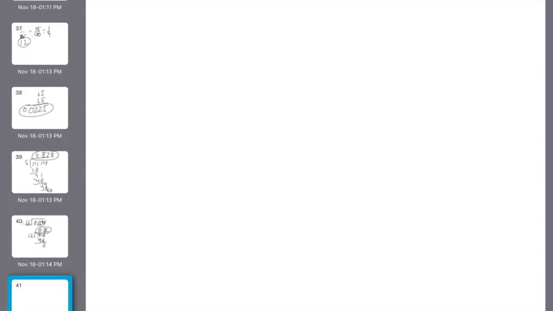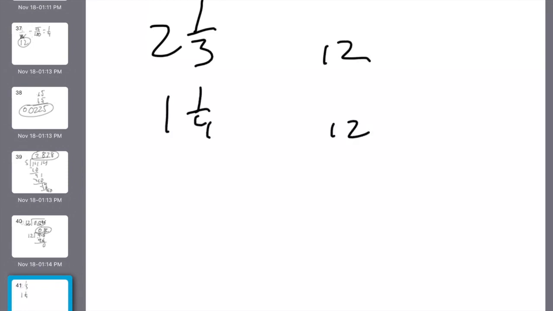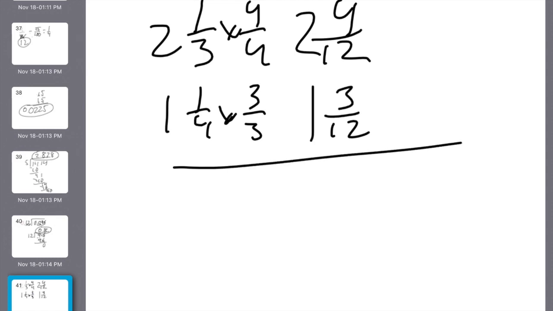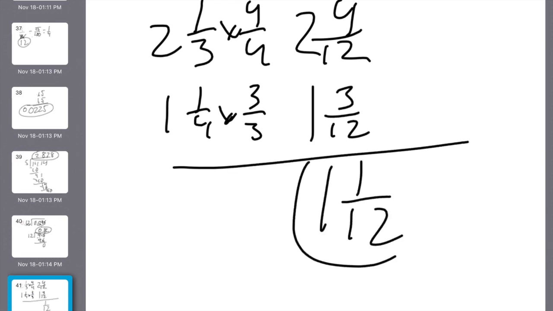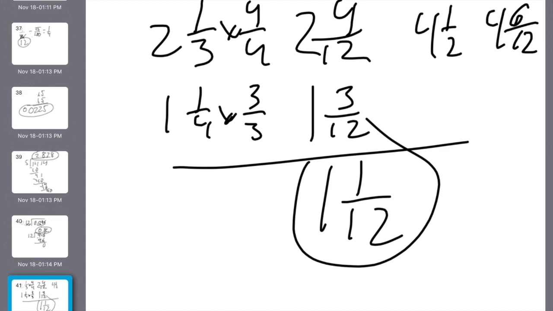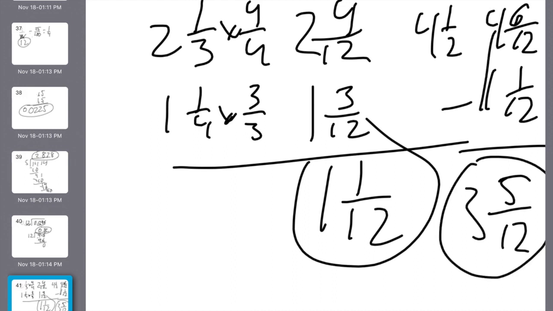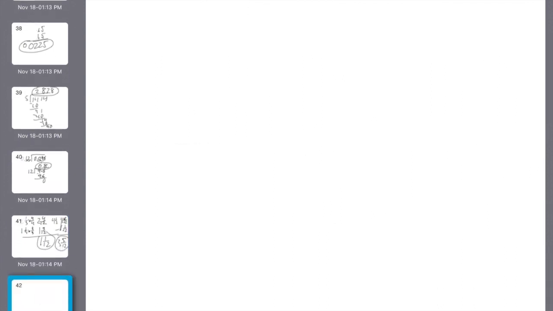26. Step 1, parentheses, 2 and 1/3 minus 1 and 1/4. Got to get them equal to 12. That's times 4 over 4 gives me 4/12. This is times 3 over 3 gives me 3/12. Subtract is 1/12. Subtract the whole numbers, 1 and 1/12. Now I turn around and I have to take that and subtract it from 4 and 1/2, which equals 4 and 6/12 minus 1 and 1/12. And so now I have 5/12 with the fractions and 3 with the whole number, 3 and 5/12.